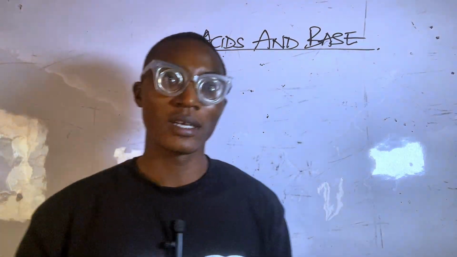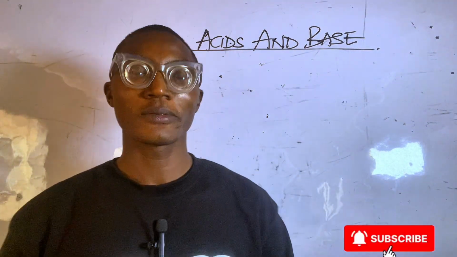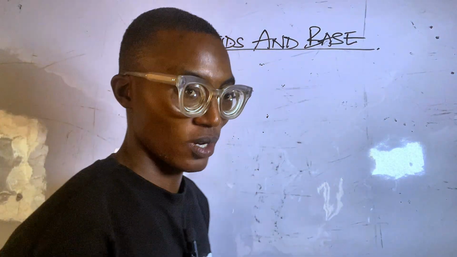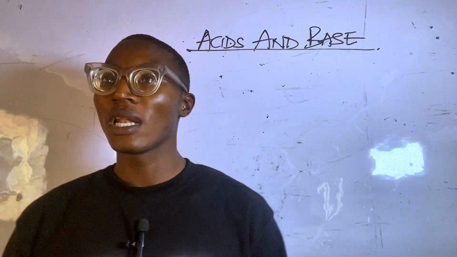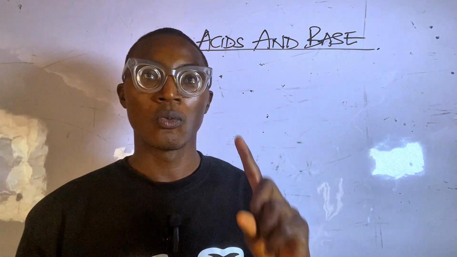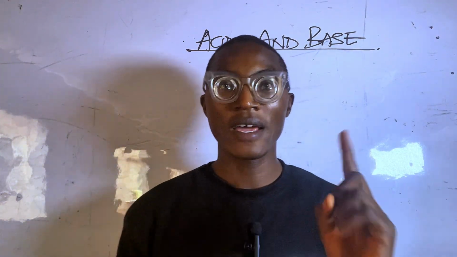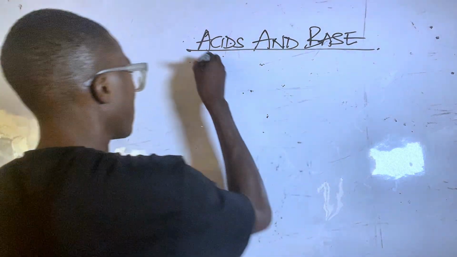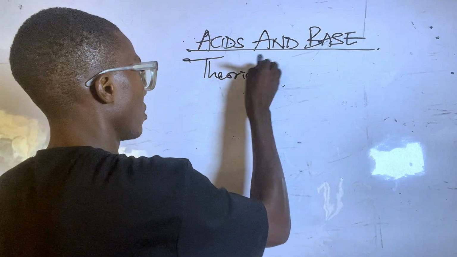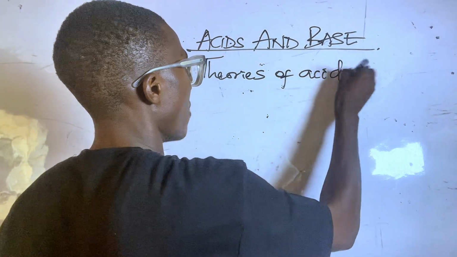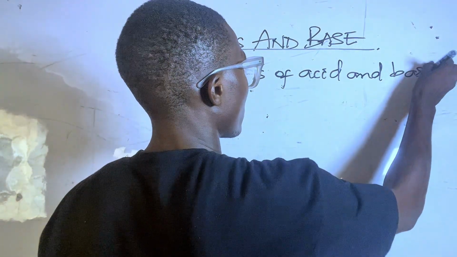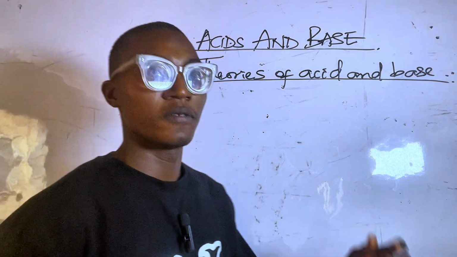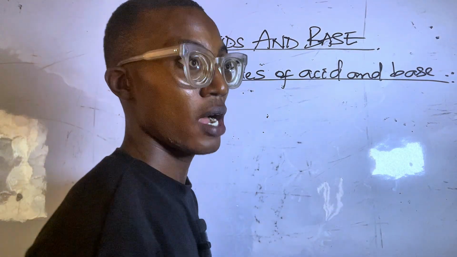So a lot of people think acid is just a substance that produces hydrogen ion as the only positive ion when dissolved in water. But I need to let you know that that is just one of the three definitions of an acid. To start with today, I will start from theories of acid and base. Three great scientists gave different definitions of acids and base, and we'll start from there.